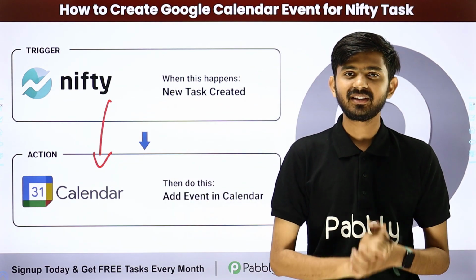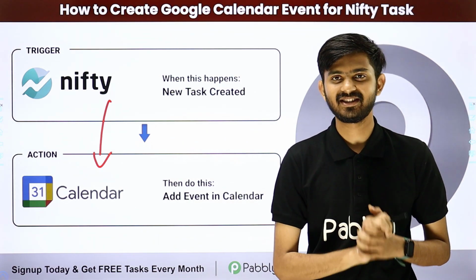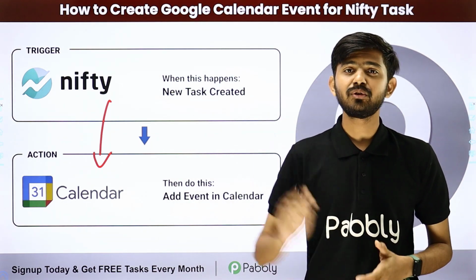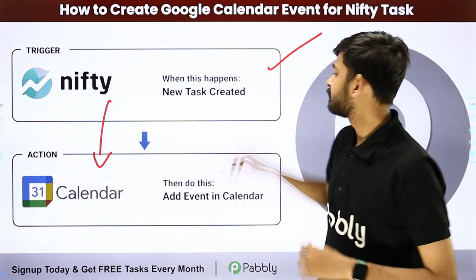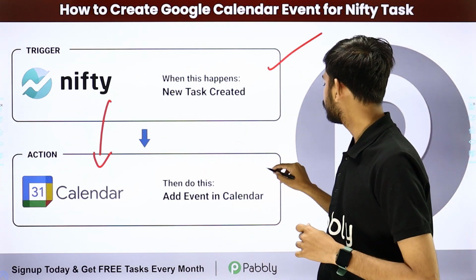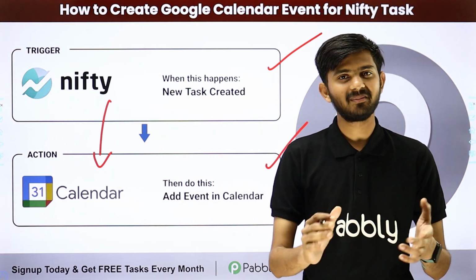For building this connection, I'm going to use Pabbly Connect, which is an amazing software for automation and integration. In Pabbly Connect, I'm going to use trigger and action. In trigger application, I have to use Nifty. In action application, I have to use Google Calendar. So how I'm going to build this connection? For that, let me take you to my computer screen.